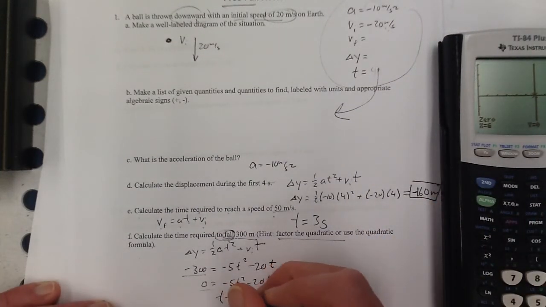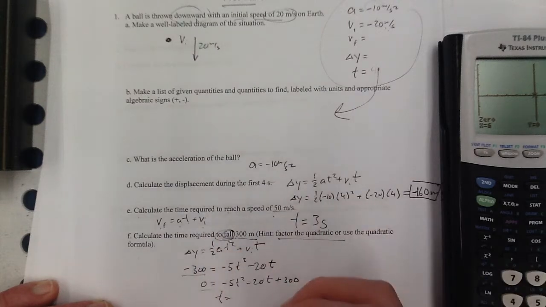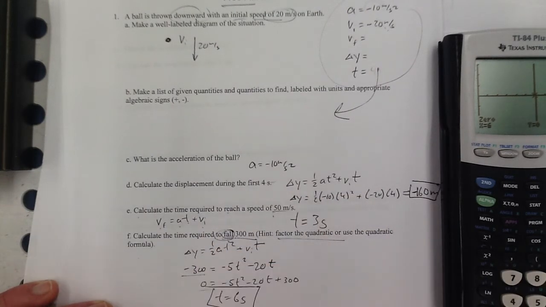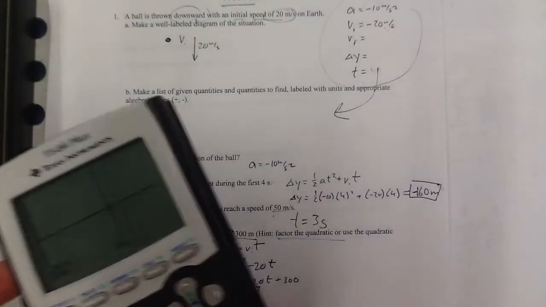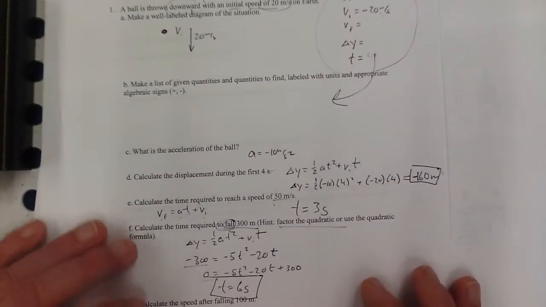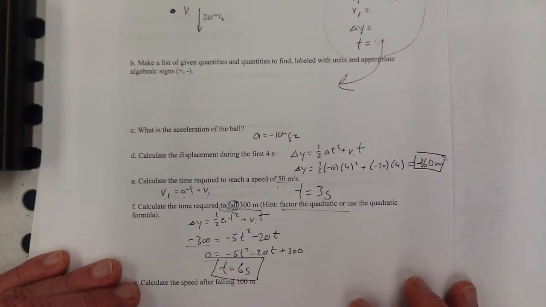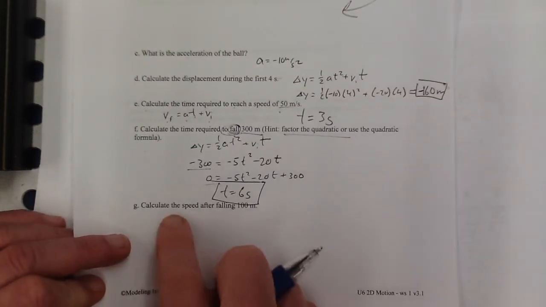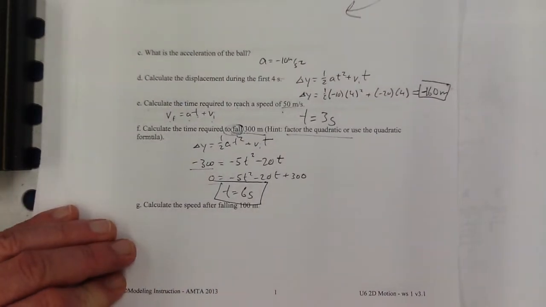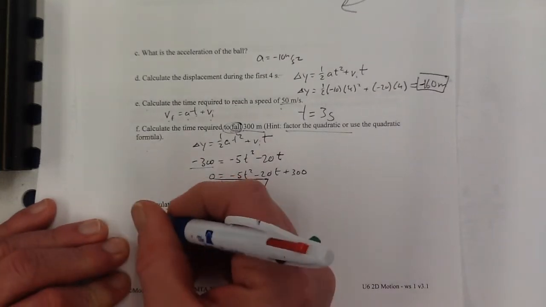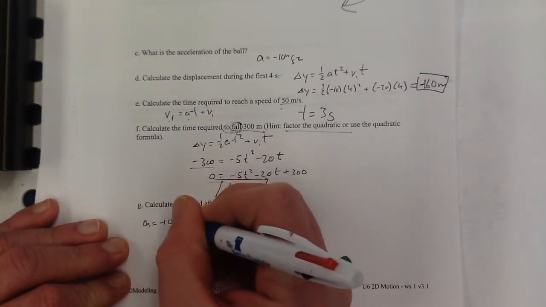So this one you could have done. You could have factored that or used quadratic formula, whatever. But many times that will not be the case. Right. And then calculate the speed after falling 100 meters. So that would be like having, I'm just going to rewrite my list here.